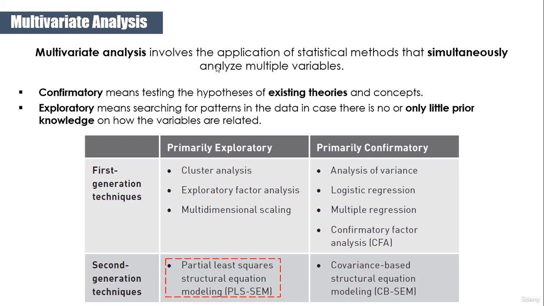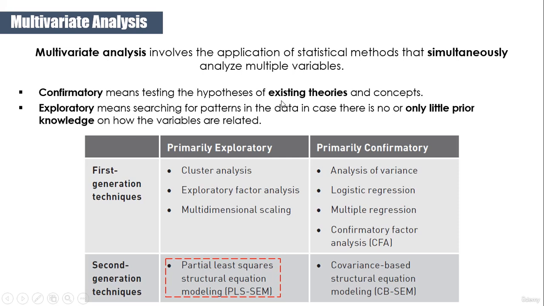And in the multivariate analysis, we work with multiple variables, and the multivariate analysis enables us to involve many complex analyses and to draw conclusions based on the findings of the analysis. Here it is defined as: multivariate analysis involves the application of statistical methods that simultaneously analyze multiple variables, and it can be divided into two parts, confirmatory and exploratory. In the confirmatory analysis, it means testing the hypothesis of existing theories and concepts.